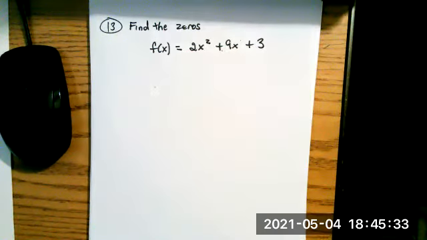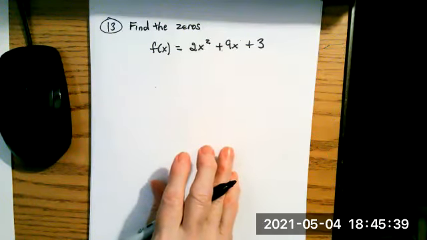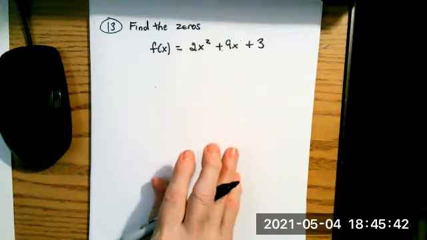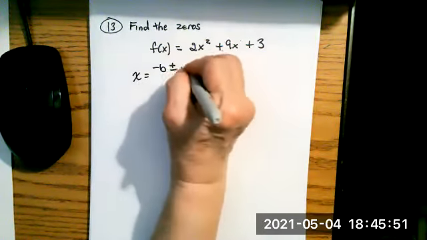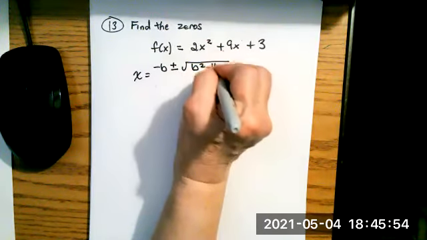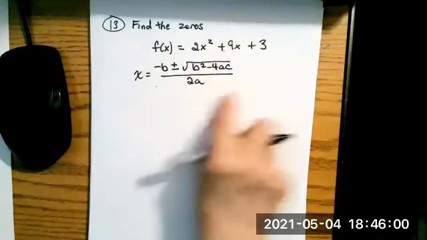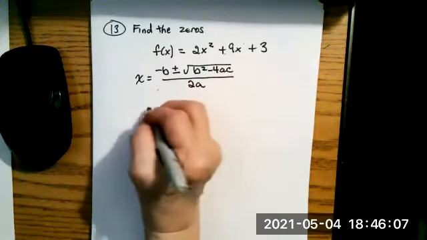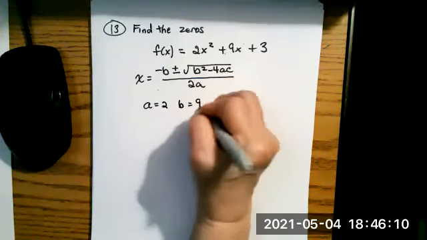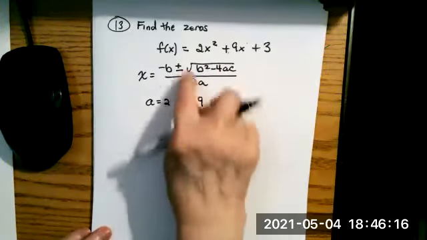Now, don't spend time trying to factor this. If all of your answers have some radical, that means you're going to have to use the quadratic formula. And remember, it's negative b plus or minus the square root of b squared minus 4ac over 2a. For this number 13, you want to have this formula handy. So in our case, a is 2, b is 9, and c is 3. And I know I've got to use it because all of my answers had a radical in them.